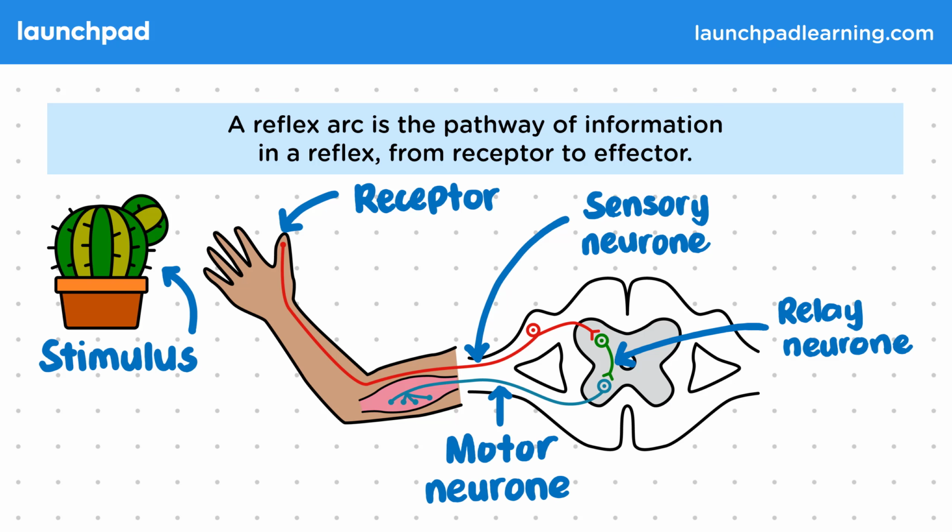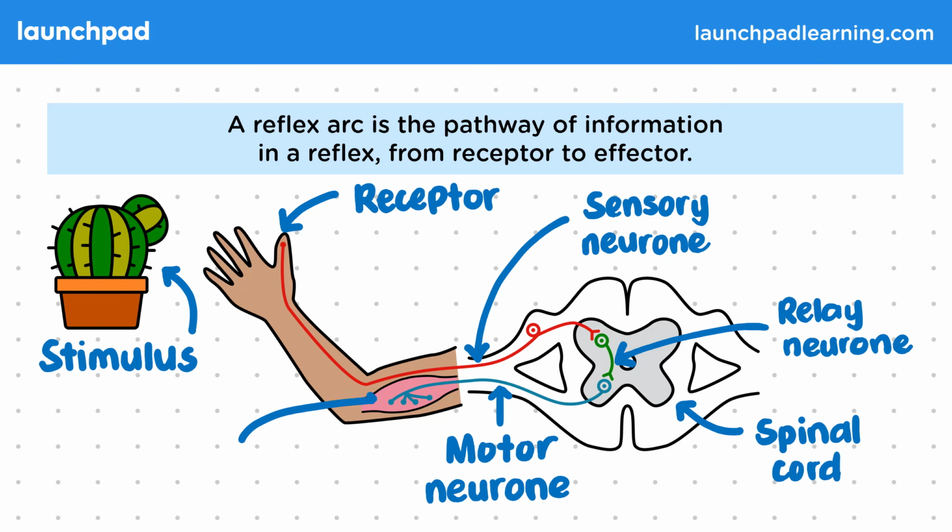motor neuron. This part of the image here shows a cross-section of the spinal cord, which makes up part of the central nervous system. Remember that the names of each of these neurons help to remind you what they do. So the sensory neuron is involved in sensing, the relay neuron relays information from one side of the central nervous system to the other, and motor means to move or mover in Latin, so the motor neuron causes movement.